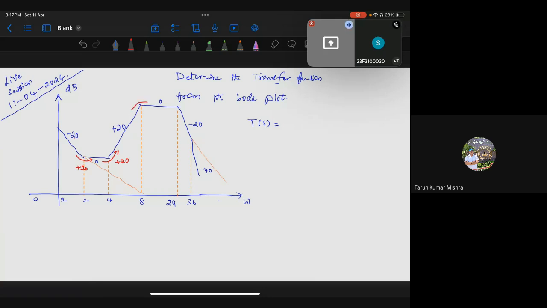From here to here, what is the slope change? It will be minus 20, because if you add minus 20 to this plus 20, it will become 0. So similarly, what is here? Minus 20. Am I correct? Yes or no? Similarly, what is here? Minus 20. If you add minus 20 to minus 20, it will become minus 40. Am I correct? Yes, sir. So now always we look for the slope changes.